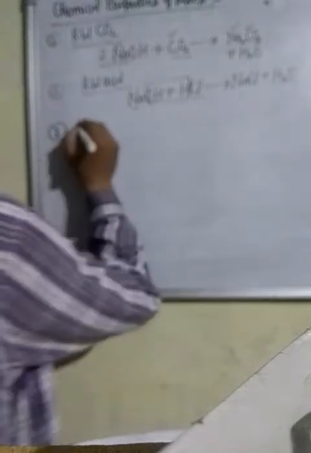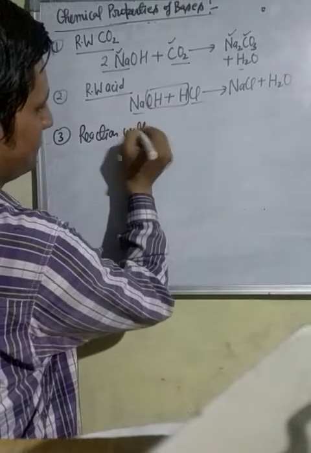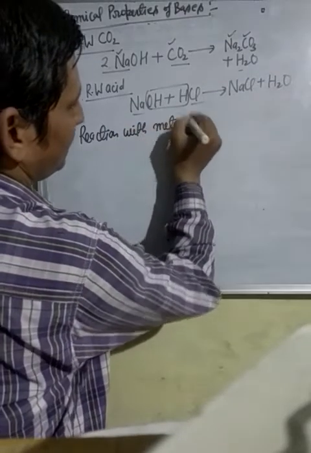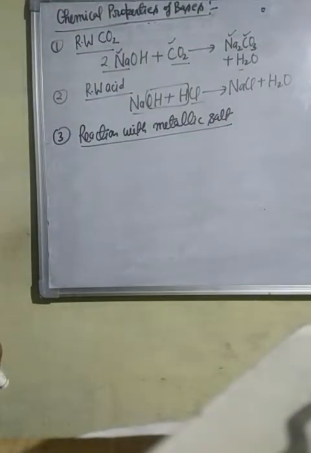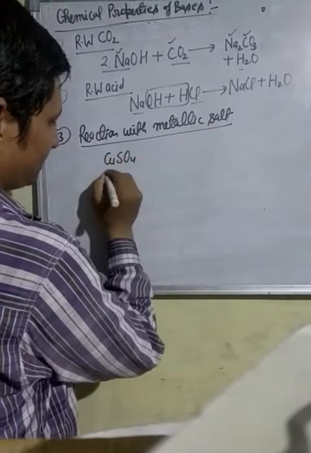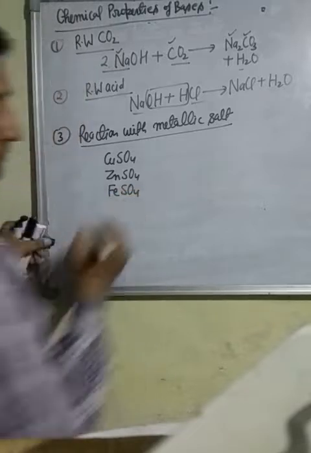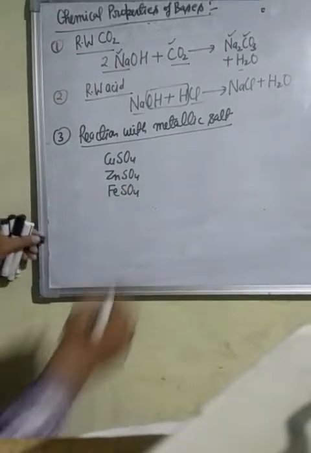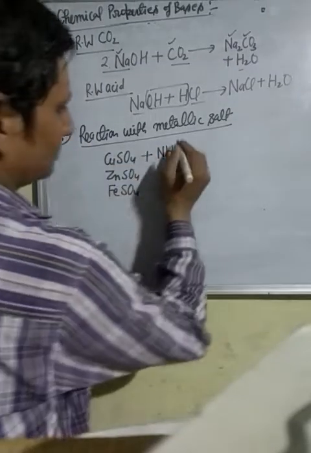Third point, reaction with metallic salt. In metallic salt, base reacts with copper sulfate. First metallic salt is copper sulfate. Second metallic salt is zinc sulfate. Third is iron sulfate, or we can also say ferrous sulfate. Base reacts with metallic salt.